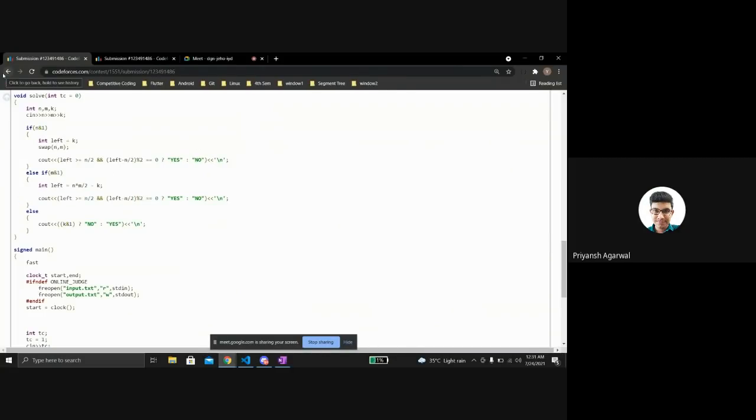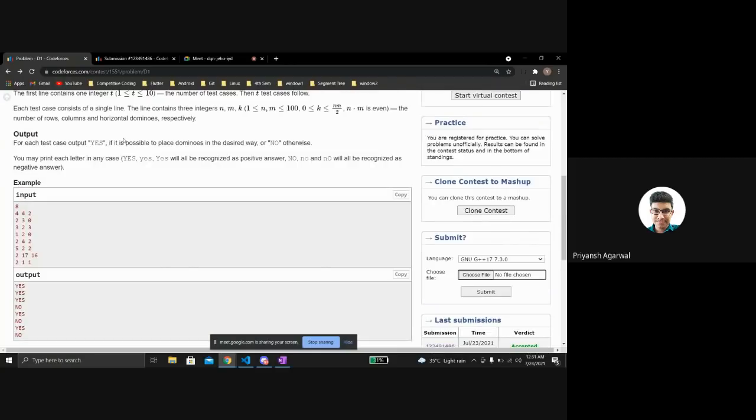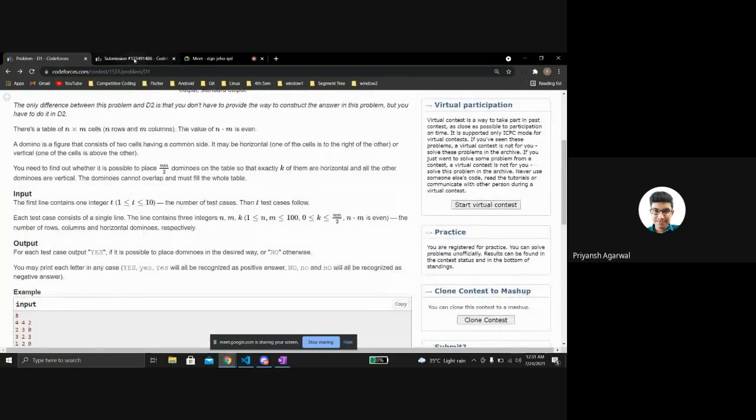Also, if you look at D2, since you've explained how you're actually filling up the matrix, it is very easy to fill up the matrix in D2 then. The rest is just based upon implementation, how you implement that.